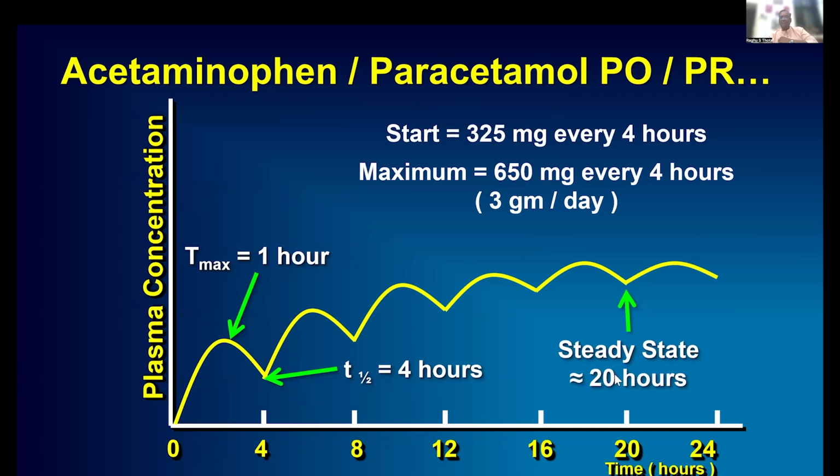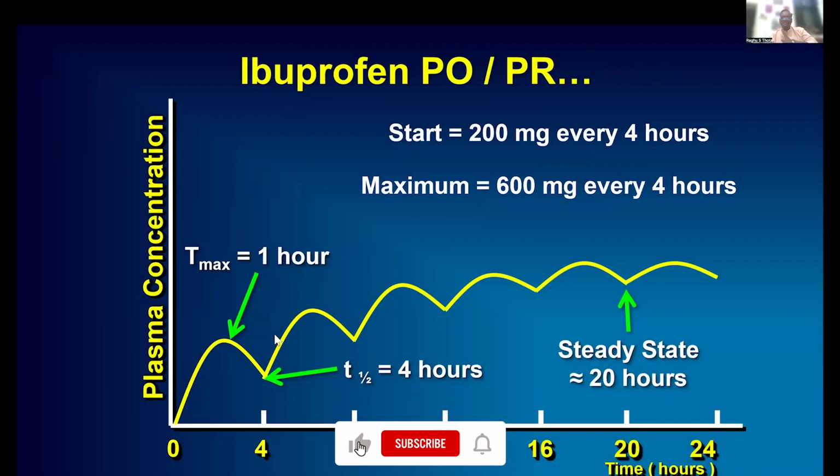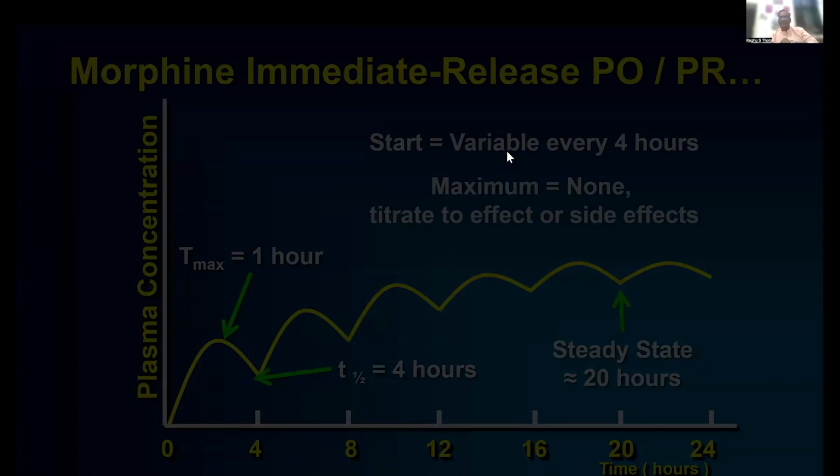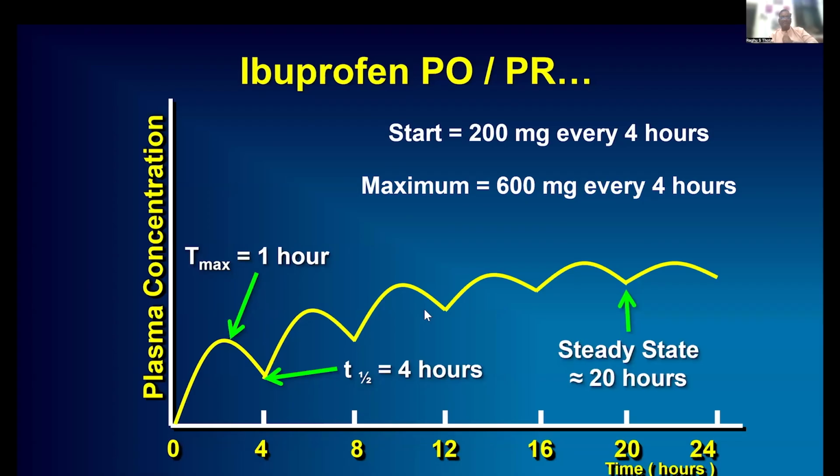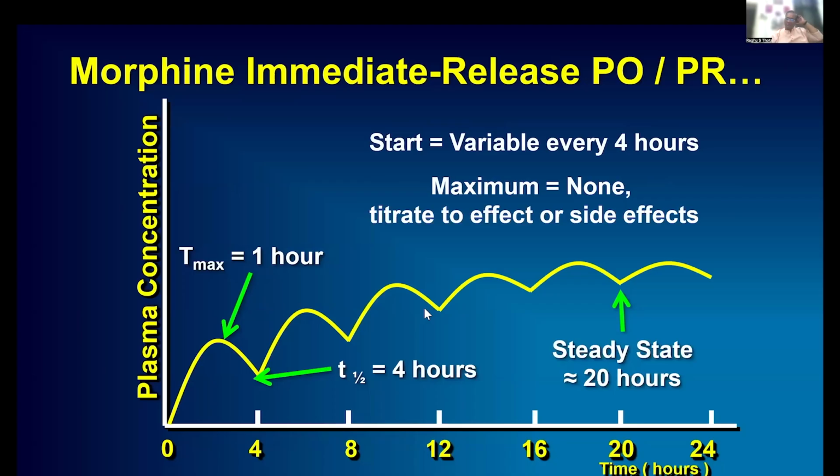So after 5 half-lives, that is after 20 hours, we achieve a steady state. This applies for acetaminophen and also for ibuprofen. It is the same. We usually start with 200 milligrams, and every 4 hours we can give it. Not 400 milligrams, though, because our Combiflam contains 400 milligrams, I think. So morphine, as mentioned, follows the same profile.